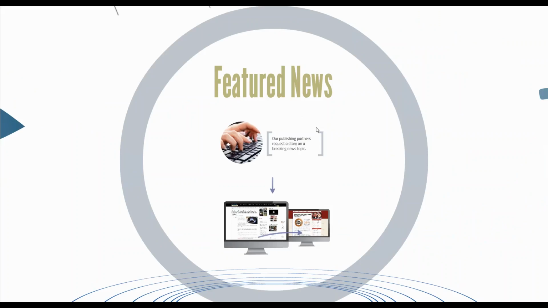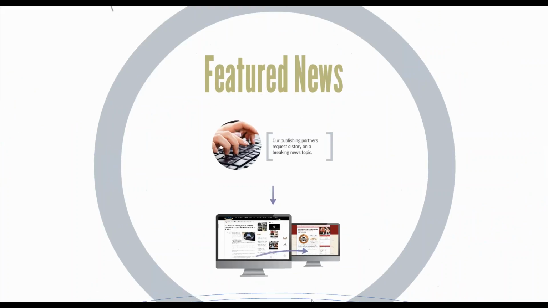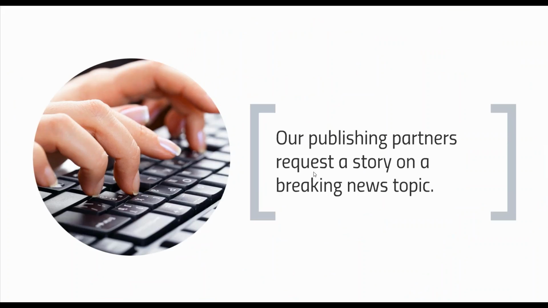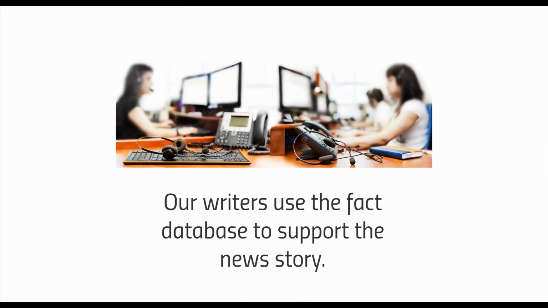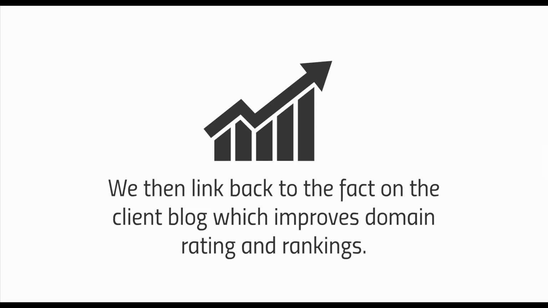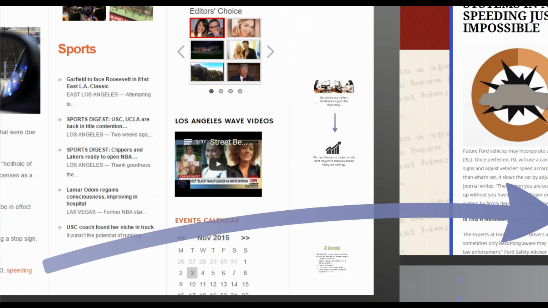So then with featured news, this is a deliverable that we would do later on. Our publishing partners request a story on a breaking news topic. So these are all these relationships with community newspapers and business associations where we've pre-arranged a relationship where they want us to write content for their audience. This is not necessarily to promote your client, but we have permission, when applicable, to include facts and statistics that help support those stories. So our writers are going to use those facts and statistics to write the story, and then we're going to link back to the client's website.